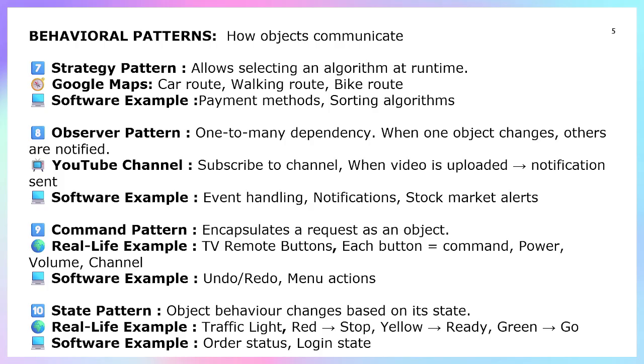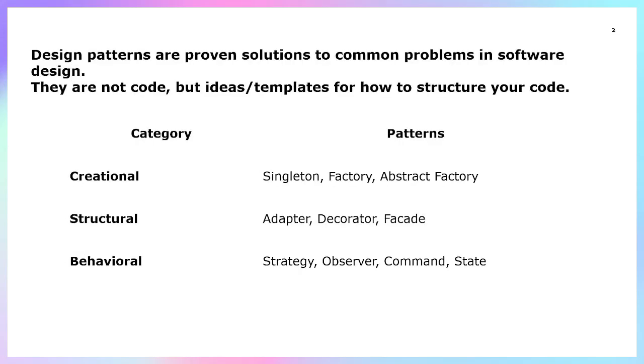So these are all 10 types of design patterns, and they are divided into three categories: creational, structural, and behavior. Creational has three: singleton, factory, and abstract factory. Structural: adapter, decorator, facade. Behavior: strategy, observer, command, and state. In behavior there are four, and in creational and structural there are three patterns each.